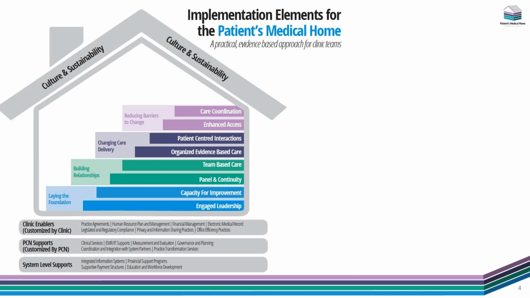What you see on the screen are the 8 implementation elements of the patient's medical home that Alberta adapted from the Safety Net Medical Home Initiative. This was a 5-year demonstration project with the goal of developing and demonstrating a replicable and sustainable implementation model for medical home transformation. This model is evidence-based and has become our roadmap. We'll go into each of the elements in more detail.